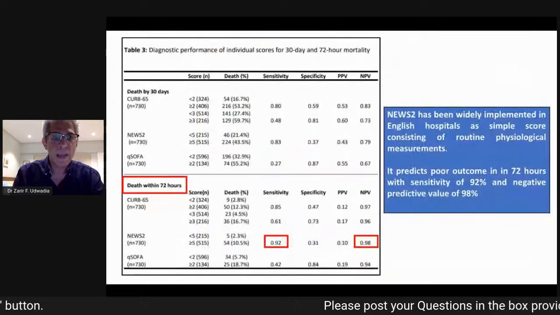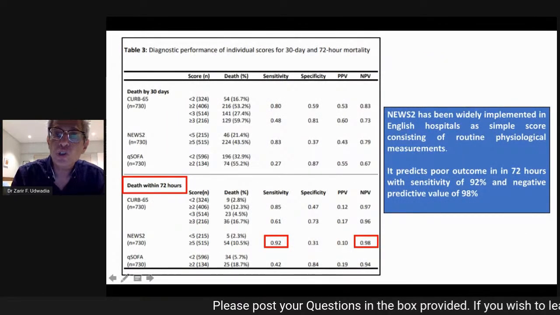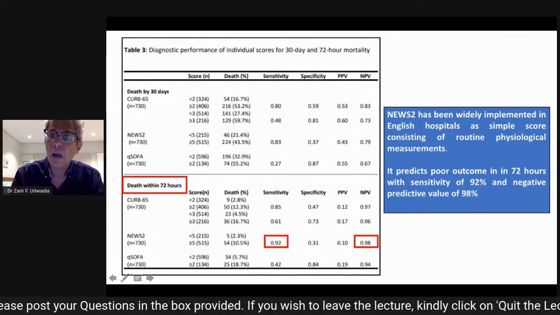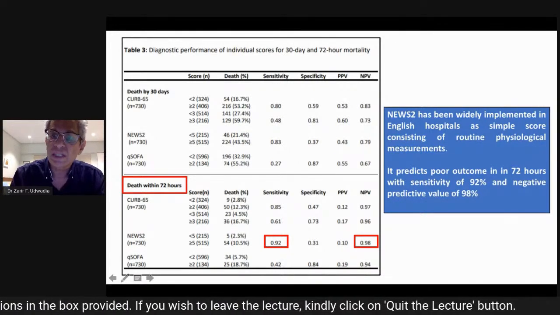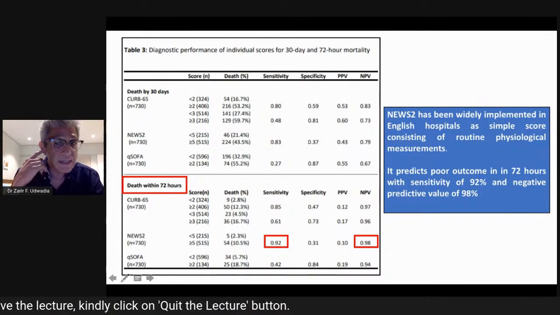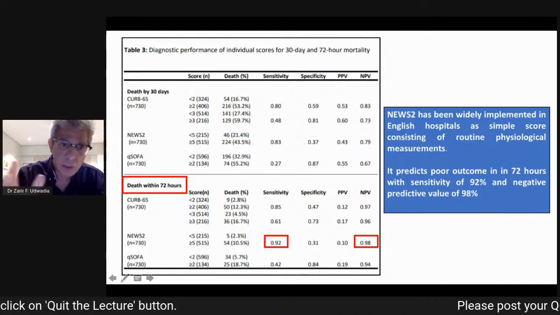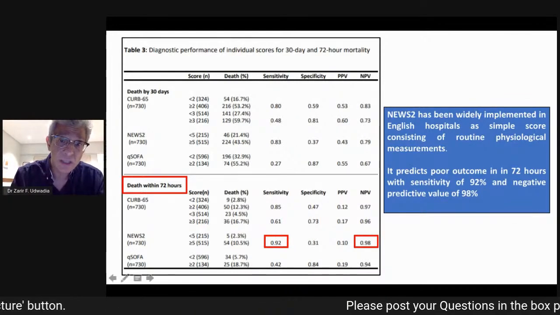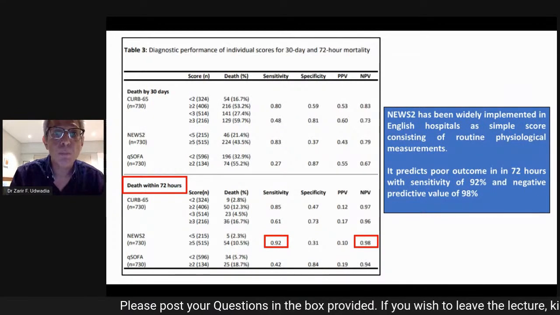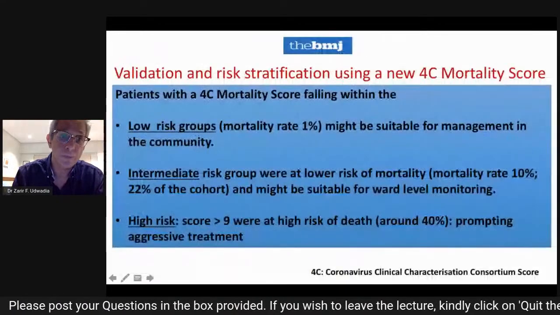And when these are compared and put to the test, the NEWS2 score seems to stand out best. It predicts a poor outcome in 72 hours with a sensitivity of 92% and a negative predictive value of 98%. So really, if Dr. Mashru wants to be very precise about whether it's safe or unsafe to keep seeing his patient at home, he just has to punch in the NEWS2 score into his phone.